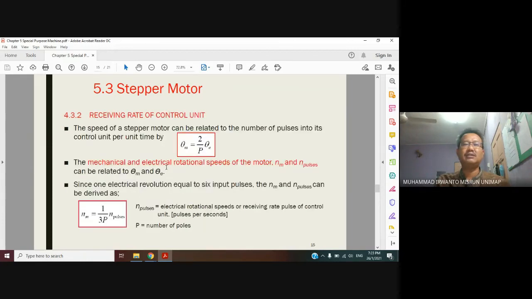And then when we want to know the electrical rotation speed, or the receiving rate of pulses of the control, it is given by this formula. The mechanical rotation speed omega M is equal to 1 over 3P multiply the electrical rotation speed.